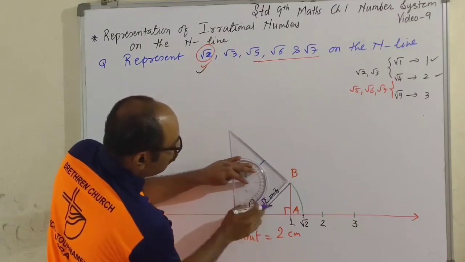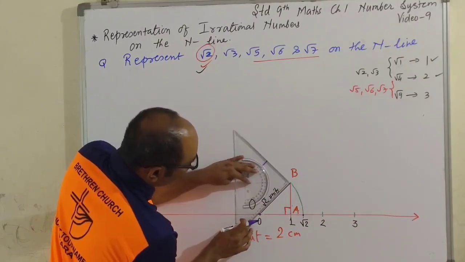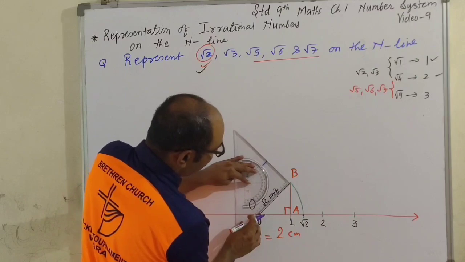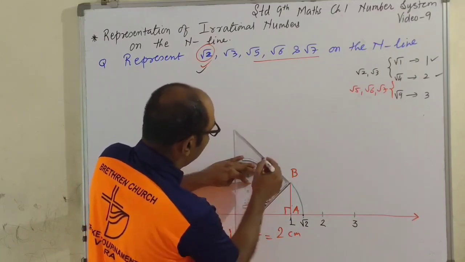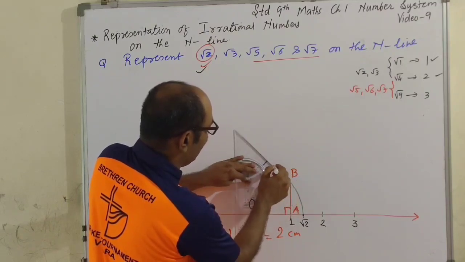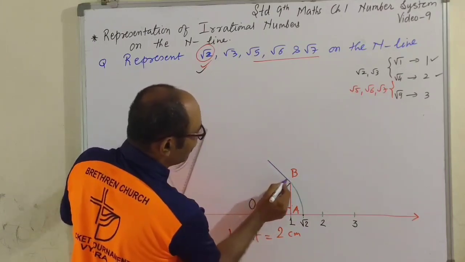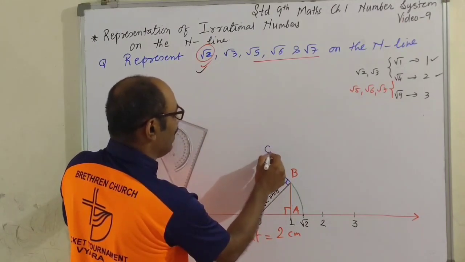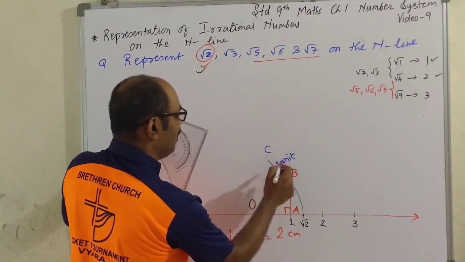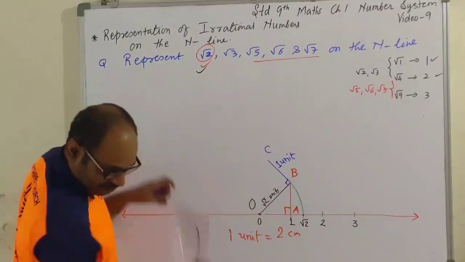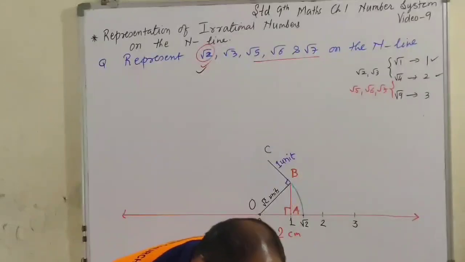Okay, now I am going to draw a perpendicular to OB at B. Chaliye, done. Is the set square placed nicely? Yes. Now I am going to draw the perpendicular. Up to here. So this is perpendicular. This new point I am going to call C, and this is also 1 unit. I took BC also as 1 unit. Did you understand? Now I am going to complete the hypotenuse. Correct?